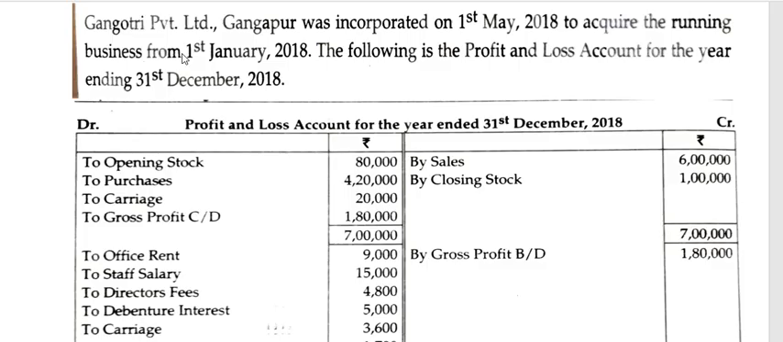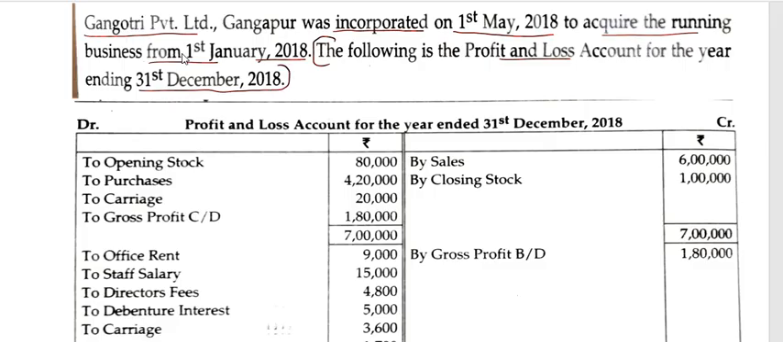So this is the example on the screen. You can see Gangotri Private Limited, Gangapur, was incorporated. Incorporated means it was registered on 1st May 2018 to acquire the running business from 1st Jan 2018. The following is the profit and loss account for the year ending 31st December 2018.